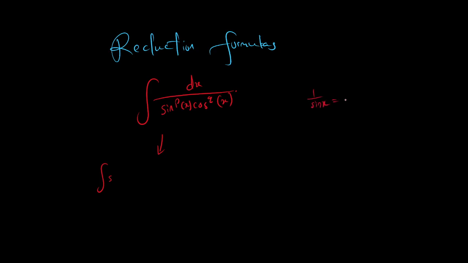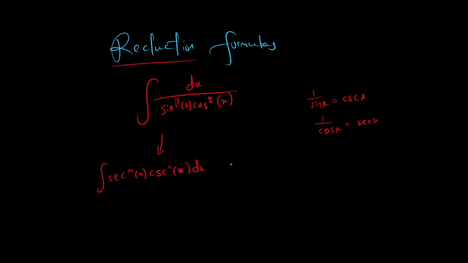because 1 over sine of x is cosecant of x, and also 1 over cosine of x is secant of x. So we can write this as the integral of secant to the m of x and then cosecant to the n of x dx. Now another thing we want to do is use integration by parts, which is what you use most of the time when you're looking for a reduction formula for an integral.